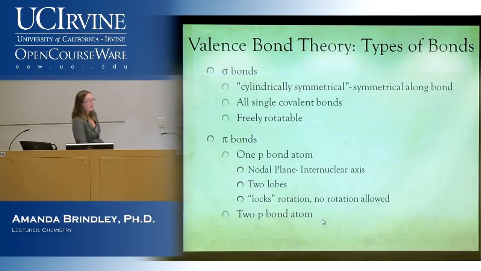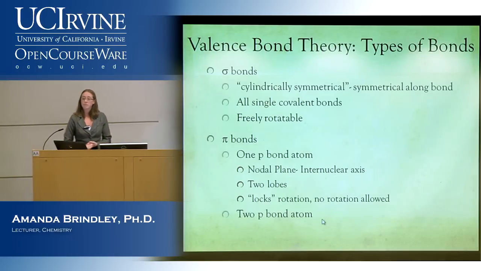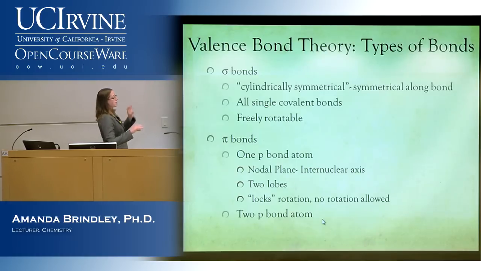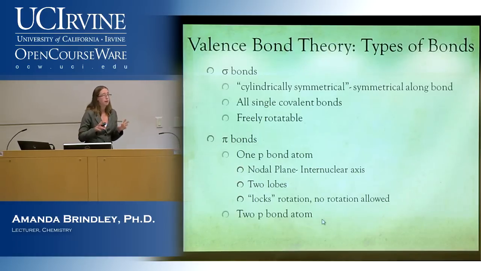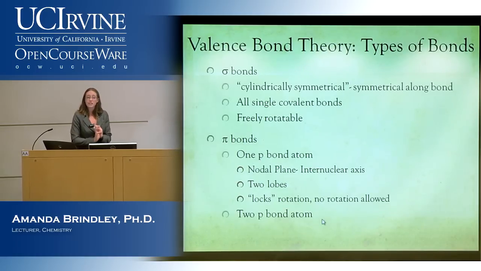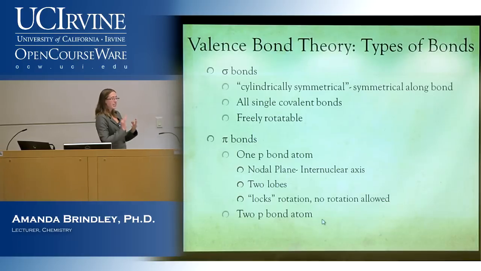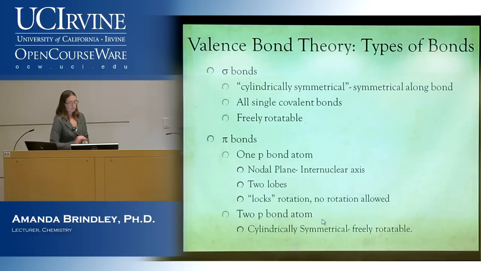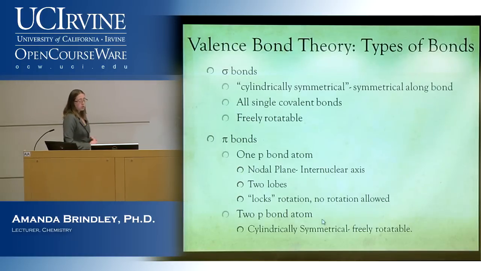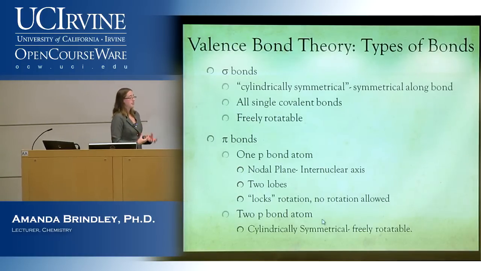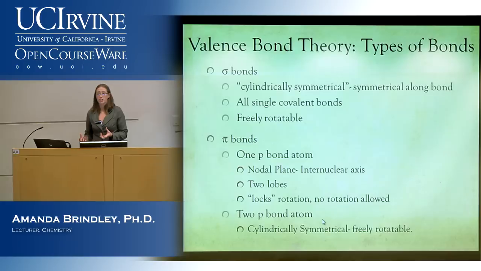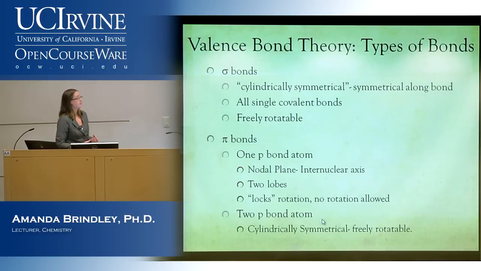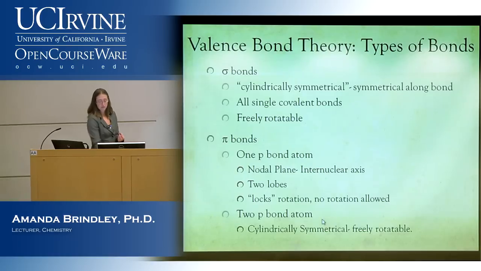If you have a two pi bond atom, so that's a triple bond, right? So if you have between two atoms a triple bond, that means the first bond there would be a sigma, and then the second and third bonds in that triple bond, those are both pi bonds. So that's going to form a cylindrically symmetrical system again. And that's a little hard to picture, and so I'll show you that in picture form here in a moment too.